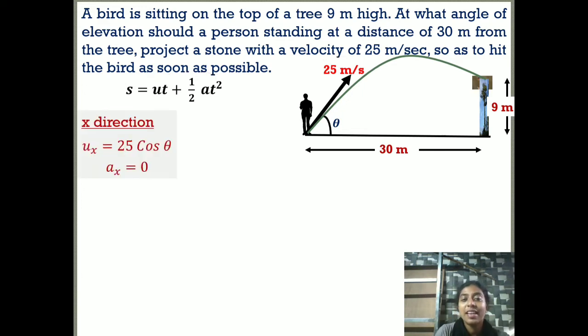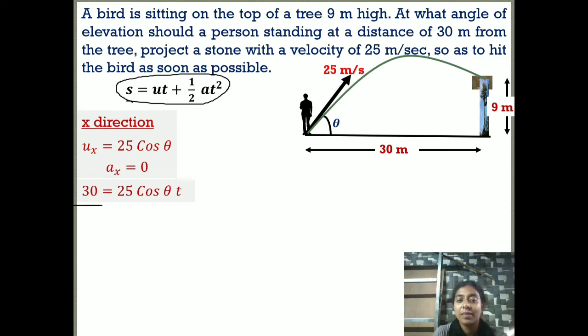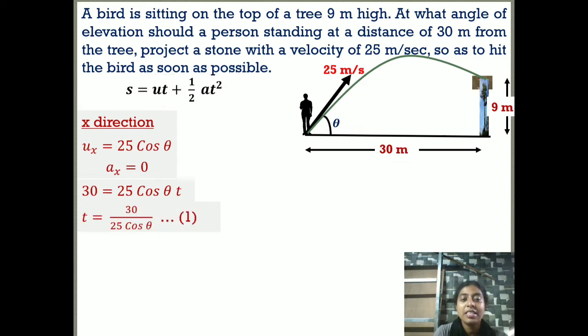So in x direction, velocity is equal to 25 cos theta and acceleration is equal to 0 in the horizontal direction. So by substituting in the equation s is equal to ut plus half at square, the horizontal distance is 30 meter. So 30 is equal to 25 cos theta into t, and a is equal to 0, so this becomes 0. From this, t is equal to 30 by 25 cos theta.